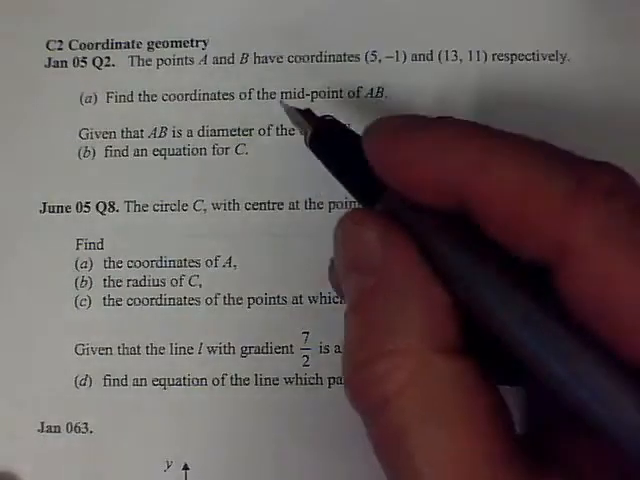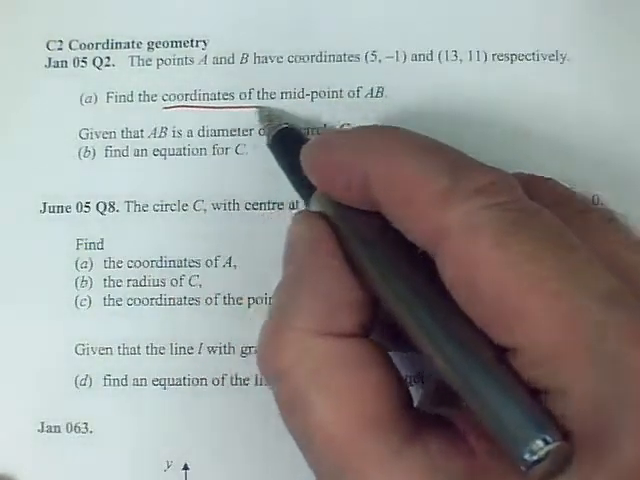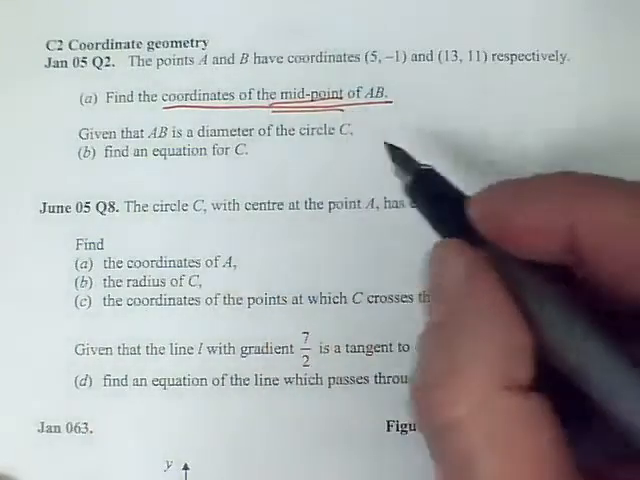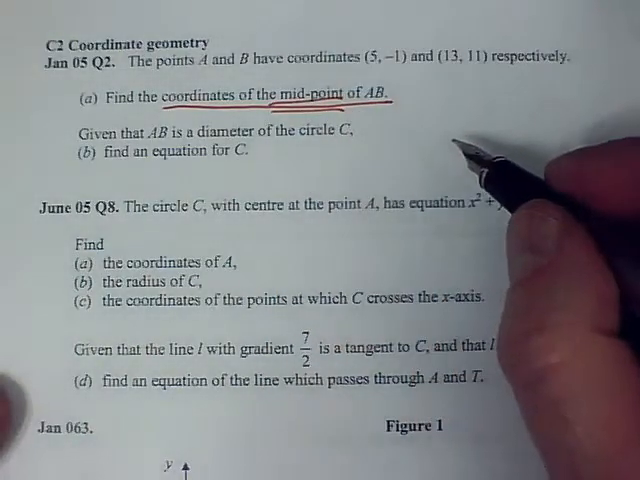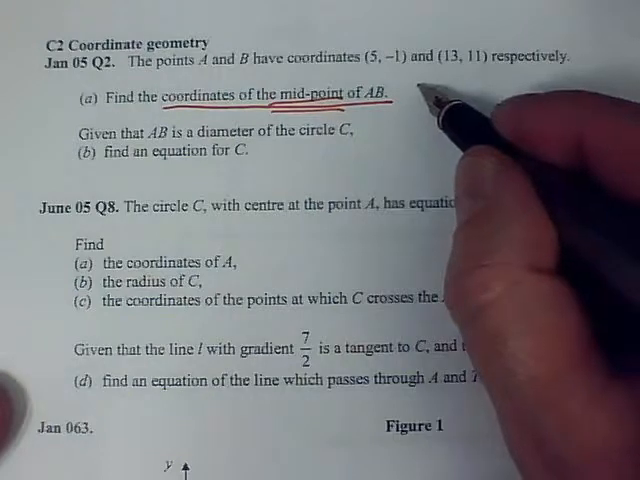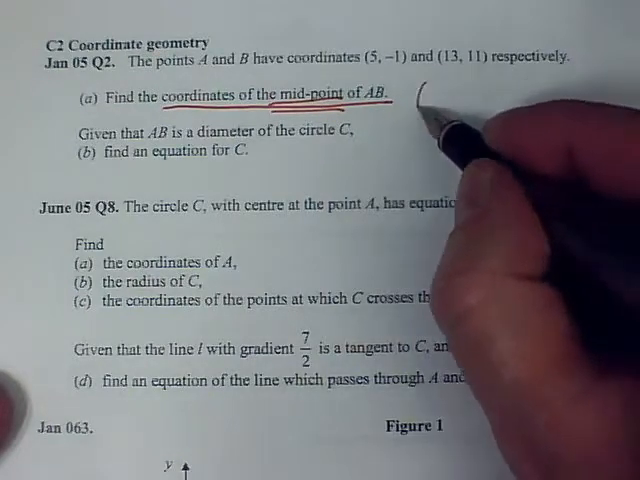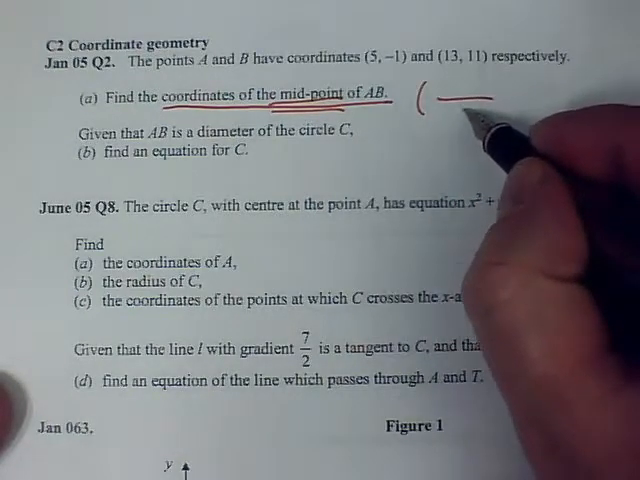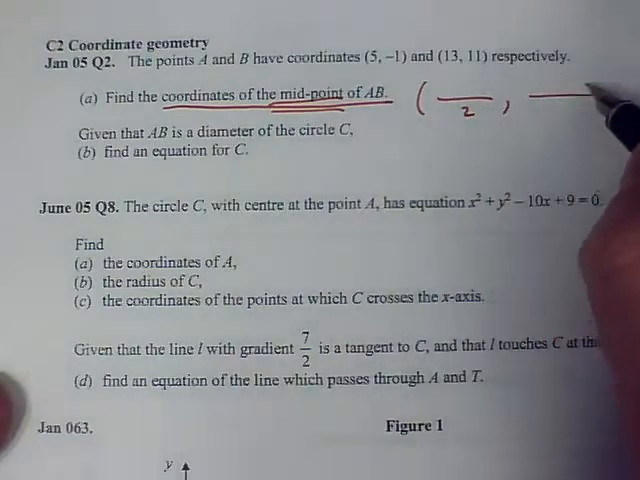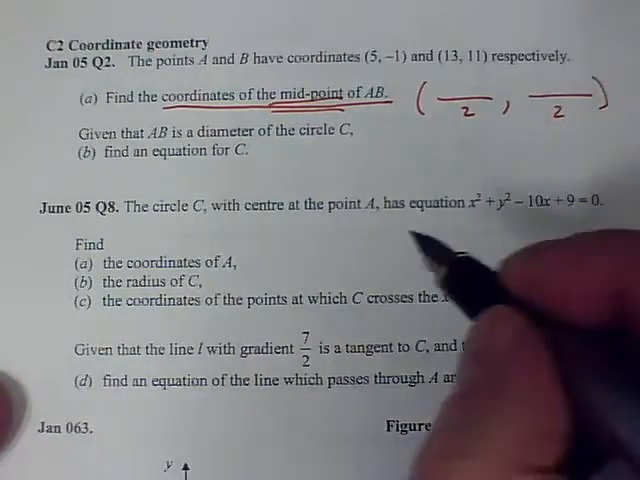Okay, this first question, we've got to find the coordinates of the midpoint of AB. Midpoint is a trigger word from Core 1, so you've got to remember your recipe. It's where you average the x's and average the y's. So it's going to be the two x's added together divided by 2, and the two y's added together divided by 2. There's your midpoint.